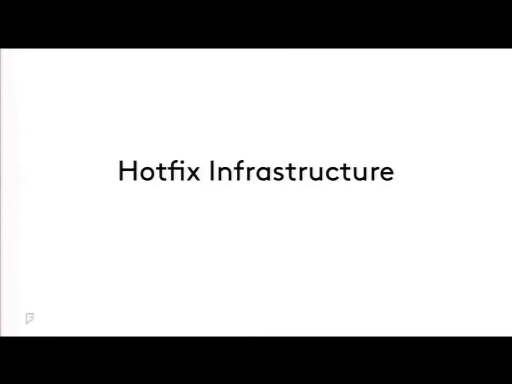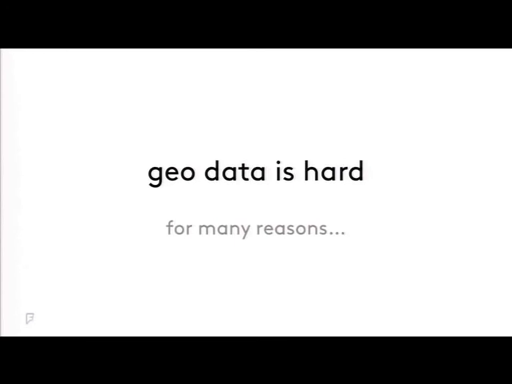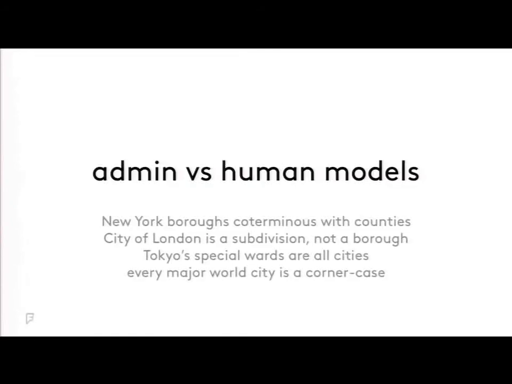The next thing I'd like to talk about is our hotfix infrastructure. As anyone who's worked with geodata knows, it's incredibly hard to get right for a variety of reasons, beginning with ontology. There isn't a grand unified model that's capable of simultaneously allowing New York's five boroughs to be coterminous with their counties, of which for address purposes only Manhattan is New York NY, or that allows London to have 33 administrative subdivisions, of which all but the City of London are boroughs, or that allows Tokyo's 23 special wards to all be cities, while also reconciling these varied local administrative hierarchies with people's mental models of them, which is that they're just cities, for God's sake.